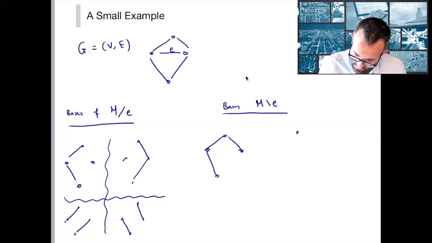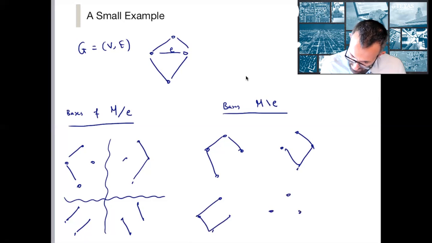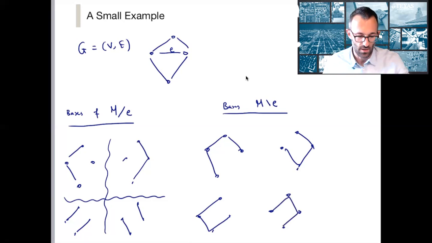Here's one. It's basically just any of the four spanning trees on these four nodes. And which one's left? This edge, this edge. So those are the four possibilities.